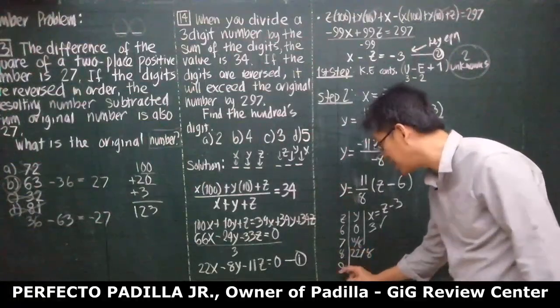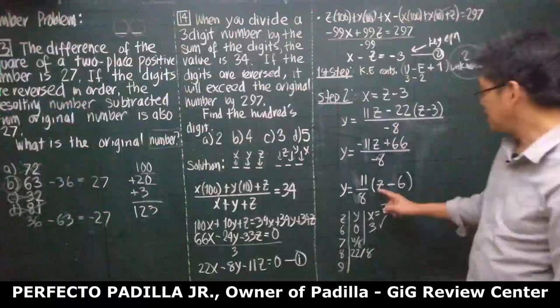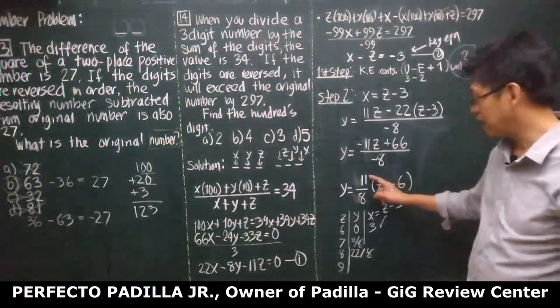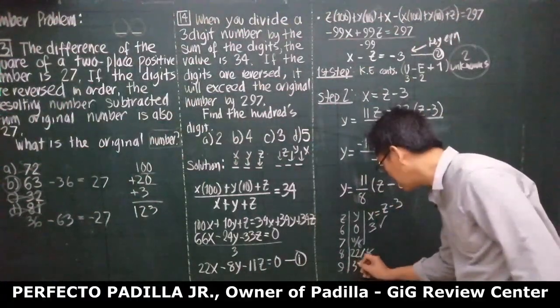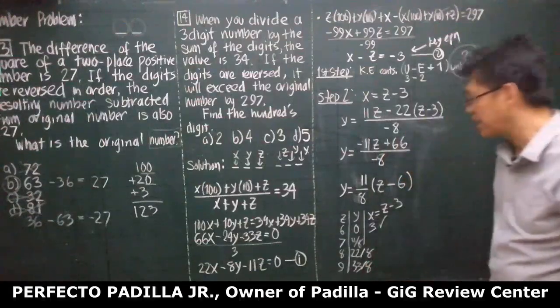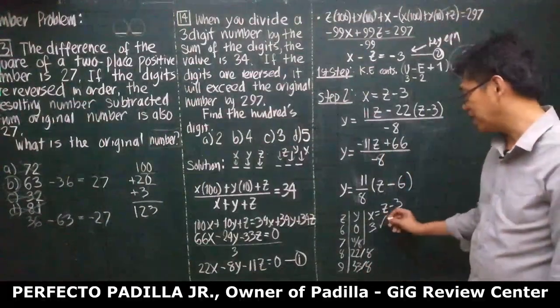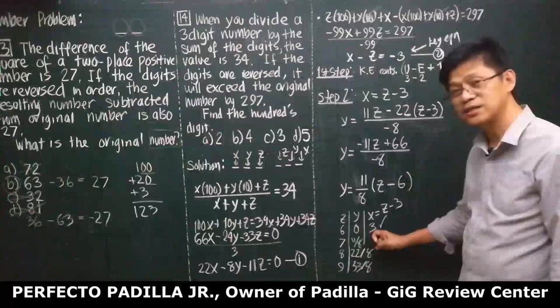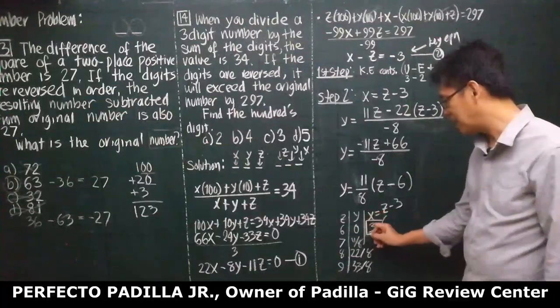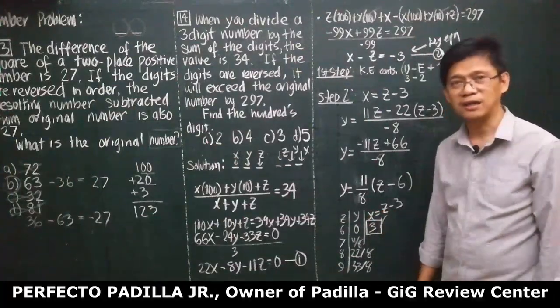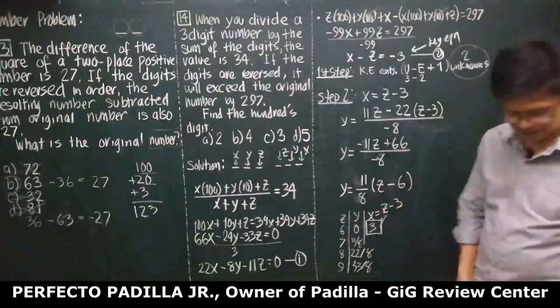When z is 9, yan ang pinakamataas niya. 9 minus 6, 3 times 11, that would be 33 over 8. Hindi pa rin whole number. So, ibig sabihin, ang acceptable dyan, x is 3. The hundredths digit is 3. Kuha? Okay, paki-analyze.